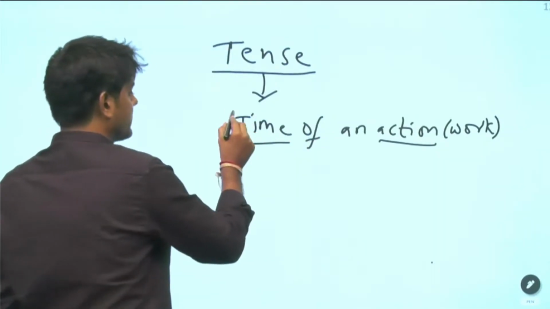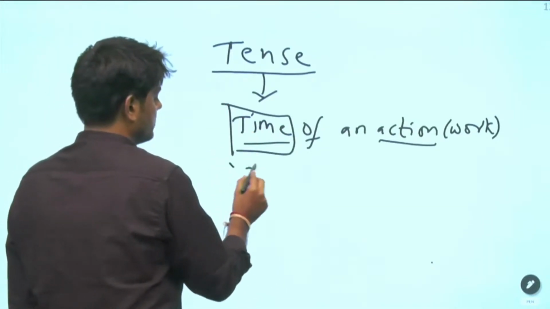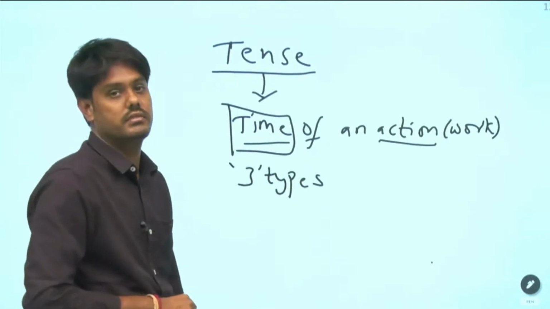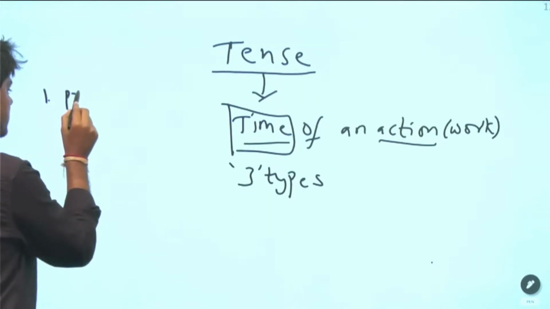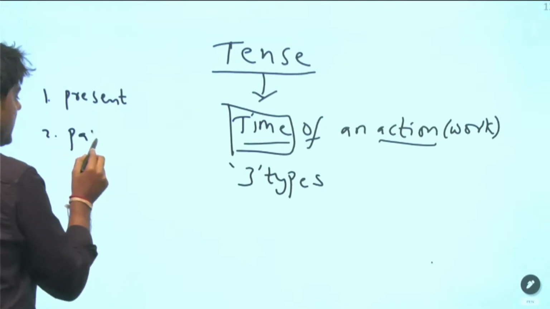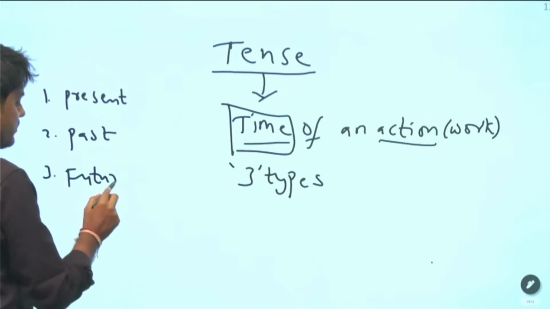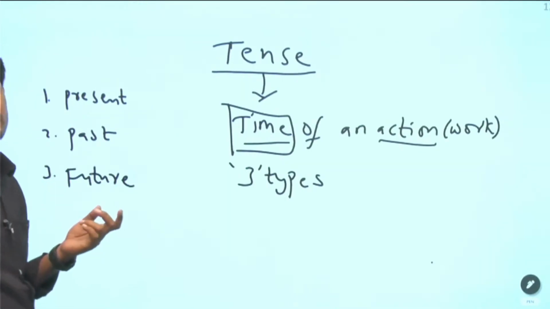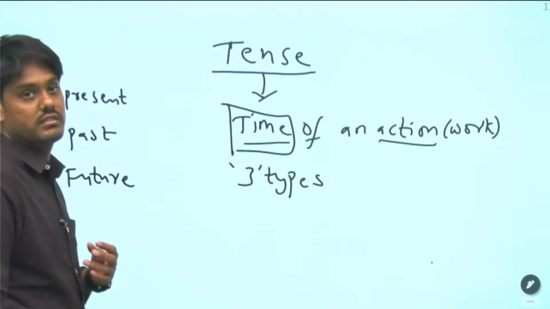Based on time, tense is divided into 3 types. In that, the first one is present tense, the second one is past tense, and the third one is future tense. So what is a present tense, what is a past tense, and what is a future tense?